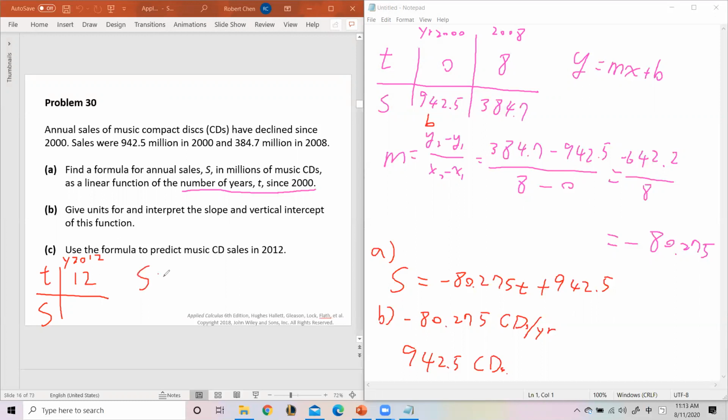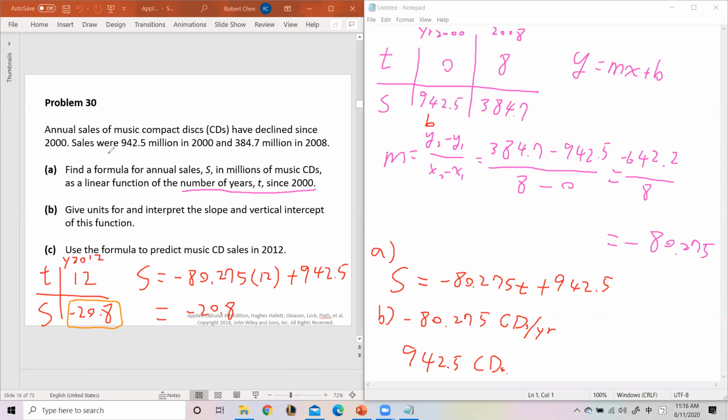So sales is equal to negative 80.275 times 12 plus 942.5. And you can plug that into the calculator. We get negative 20.8. Okay. So let's talk about this number for a sec. First, does that number make sense? Think about the context of the problem. What does this value represent?